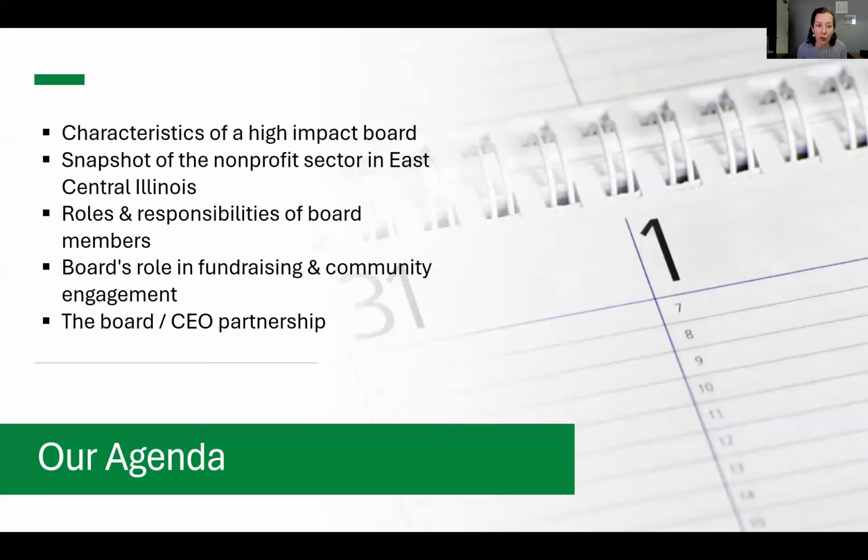Okay, let me walk you through our agenda today and the order in which we'll be presenting our content. So we're going to start with characteristics of a high impact board and what that looks like in your organizations. I'll be walking you through a snapshot of the nonprofit sector in East Central Illinois to provide some context for the work that you're doing. And then we're going to get into the nitty-gritty of roles and responsibility of board members. I saw in the chat there were a couple inquiries as far as how can board members engage in fundraising.